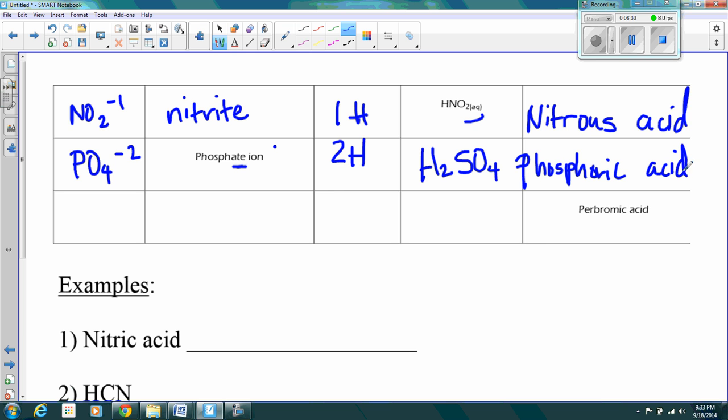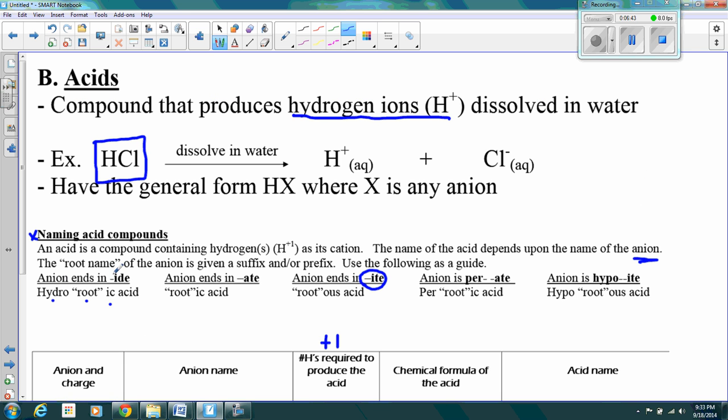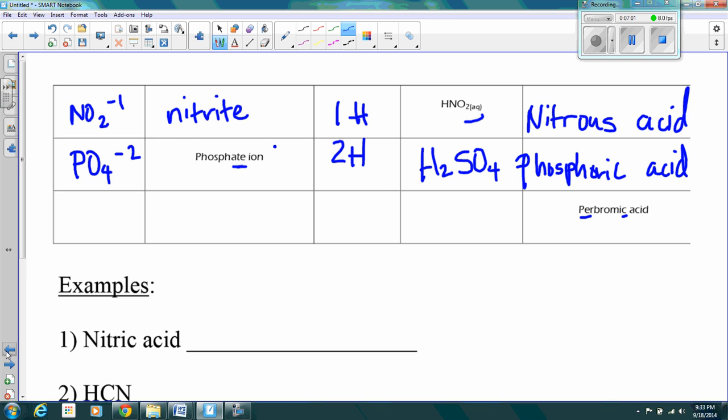Okay, one more here that we have in our chart is perbromic acid. So I can see that the per and the ic are there. So if I look back on my sheet here, it doesn't end in ide. I don't have hydro-ic, I don't have root-ic, or ous. I have a per-ic acid. So I look above and it comes from per-ate. So mine is going to come from perbromate.